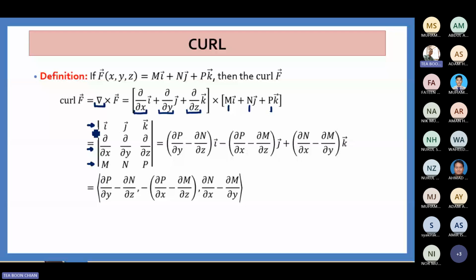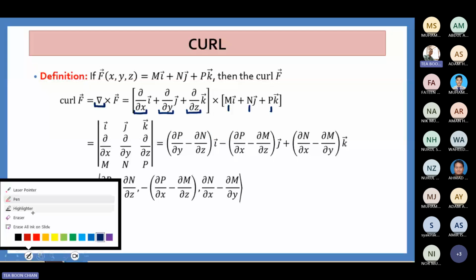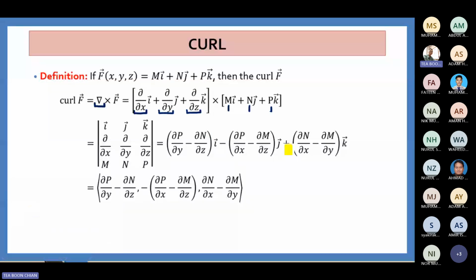Once you can set up the curl as a 3 by 3 matrix determinant, then the computation is just practice that you need to keep doing until you're familiar. With one extra part, you have to be careful: the j direction is always minus. This is the part I will emphasize again and again later, that the j direction for the curl is always negative.